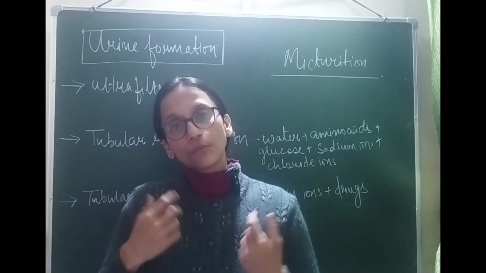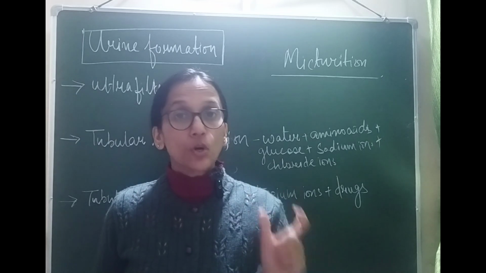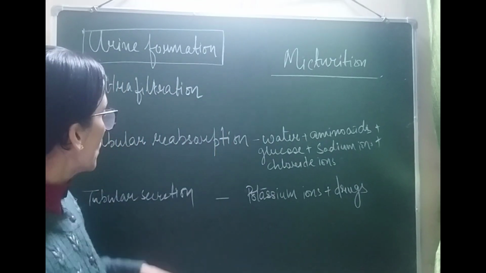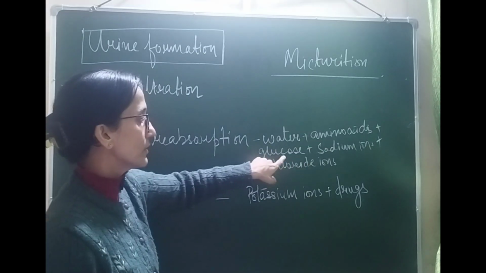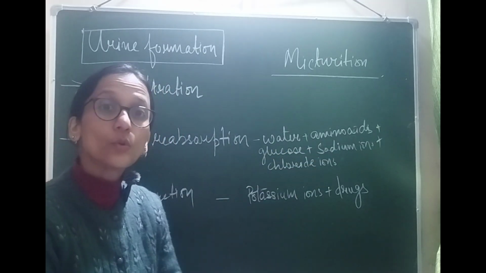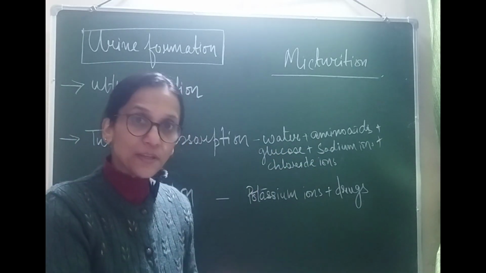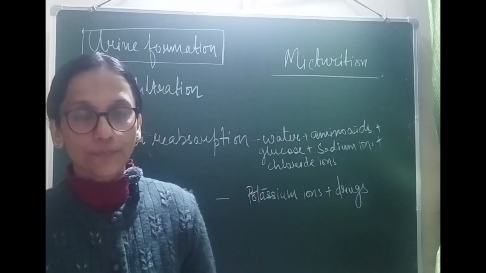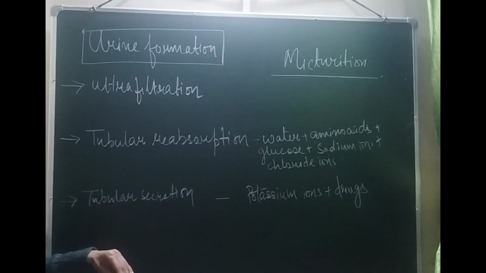Second step is tubular reabsorption. This mainly happens in the proximal convoluted tubule and the loop of Henle. So what all are going to be reabsorbed? Substances like water, amino acid, glucose, sodium ion and chloride ion. They are going to be reabsorbed from the PCT and loop of Henle into the blood which is present inside the vasa recta. The third step is known as tubular secretion.